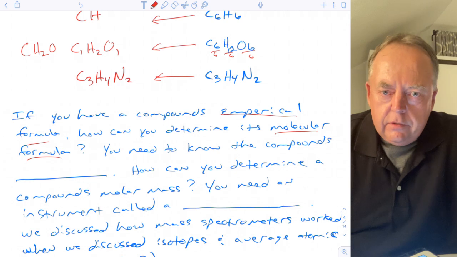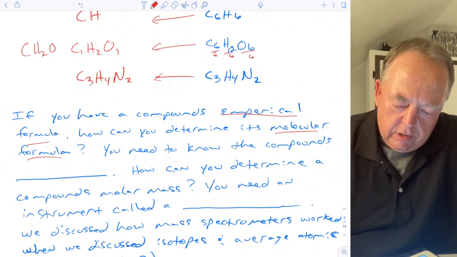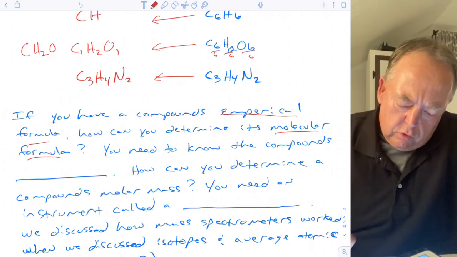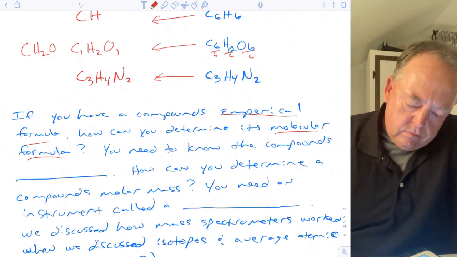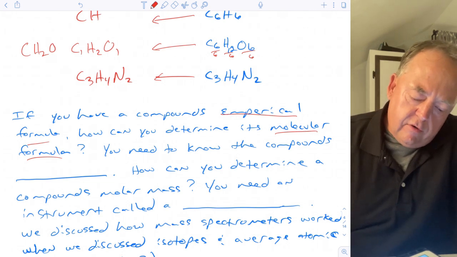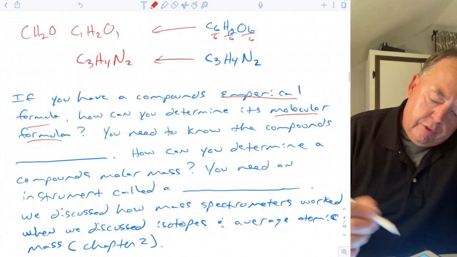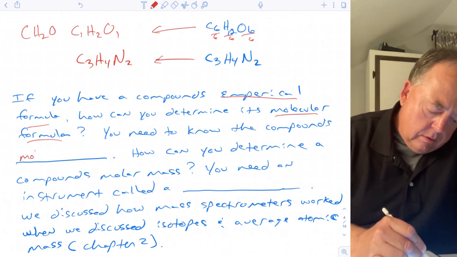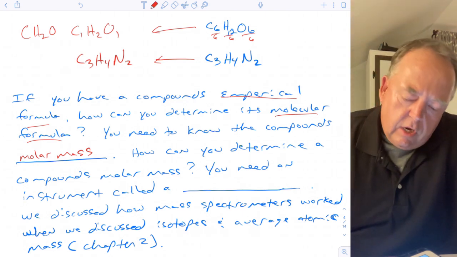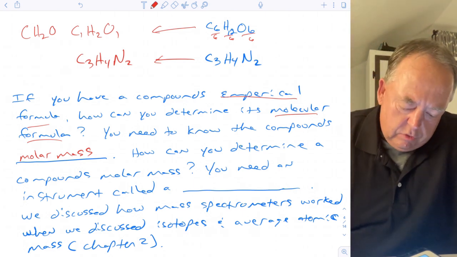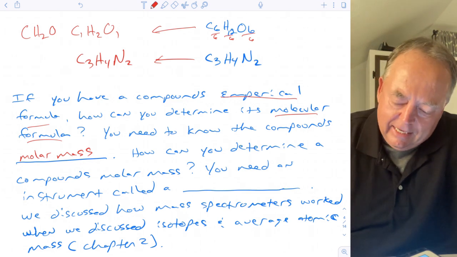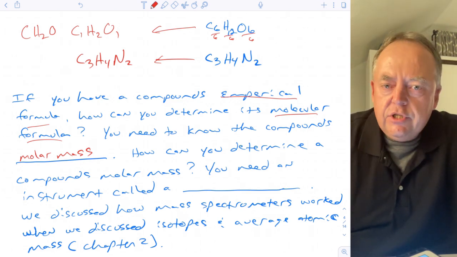Well, maybe it's a pharmaceutical agent, and if you want to know what the molecule is, then you need to know its molecular formula, and we'll talk about that in more detail in a minute. So if you want to know the compound's molecular formula, you need to know the compound's molar mass. So how can you determine a compound's molar mass? We talked about this back in chapter 2 when we talked about mass spectrometry and isotopes and how to determine an average atomic mass.